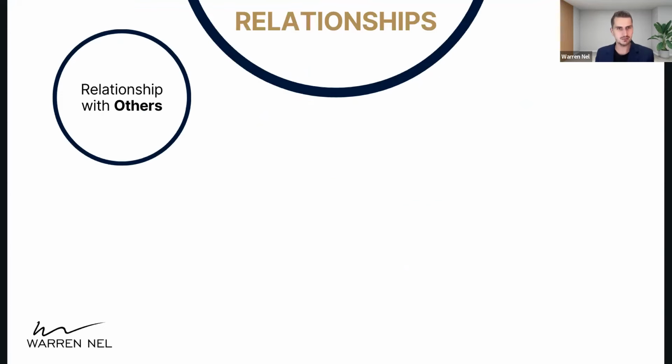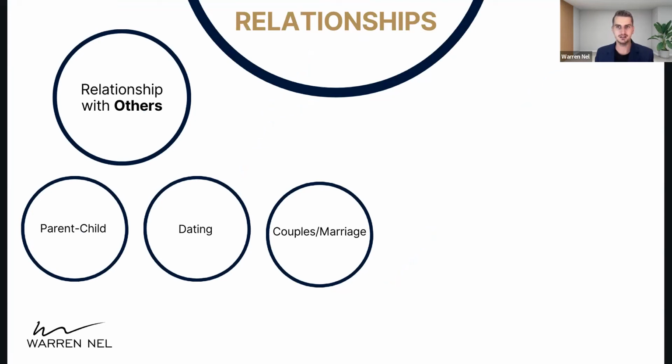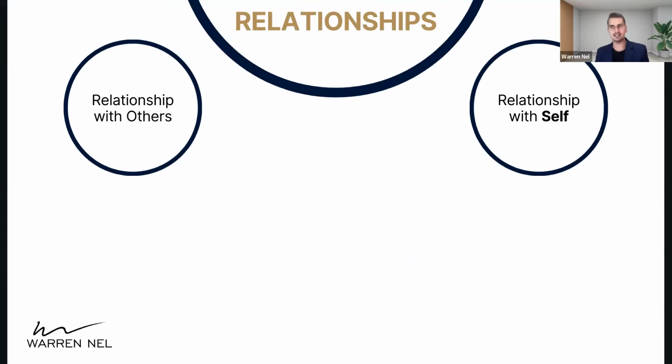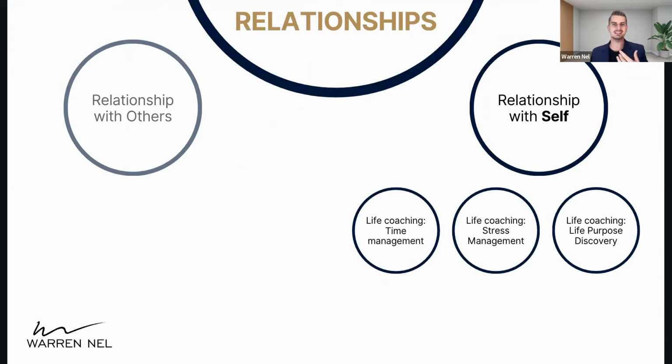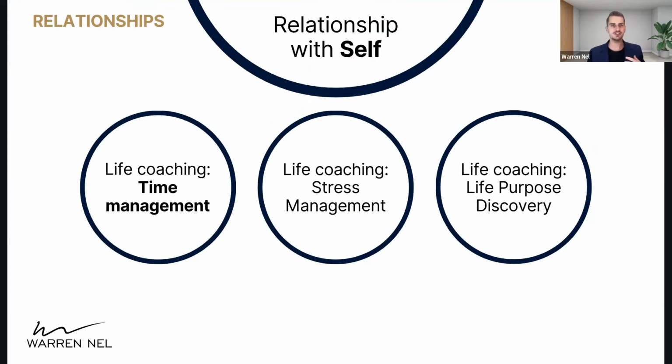So in the relationship market, we go a little bit deeper and we see that there are relationships with others, as in parent-child, dating, couples, marriage. And on the other hand, there's a relationship with ourselves, which has to do with things like time management, stress management, self-discovery, purpose discovery. And so we choose the relationship with self, and under that umbrella we see there are sub-umbrellas with the categories: time management, stress management, life purpose or discovery. Let's say we choose time management.